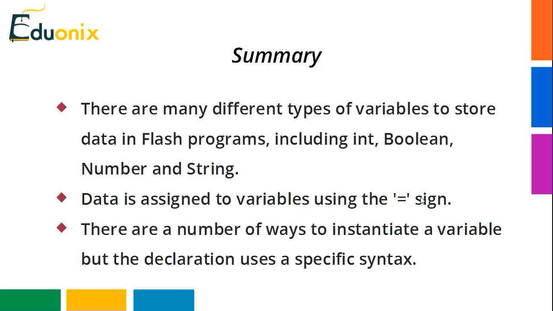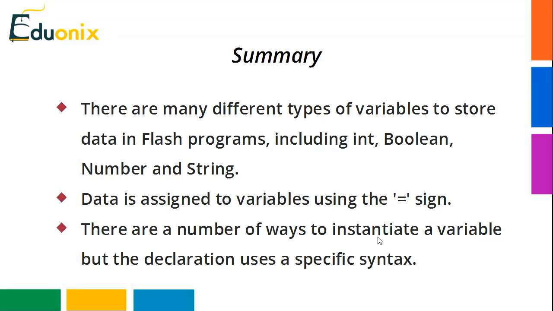Data is assigned to variables using the equal sign. This is also called instantiation, whereas declaration is where you are first showing that a variable is going to be used in a program, and it's used in a very specific syntax involving the var keyword. So you'd say var, then the variable name you will use, then colon, then the variable type.